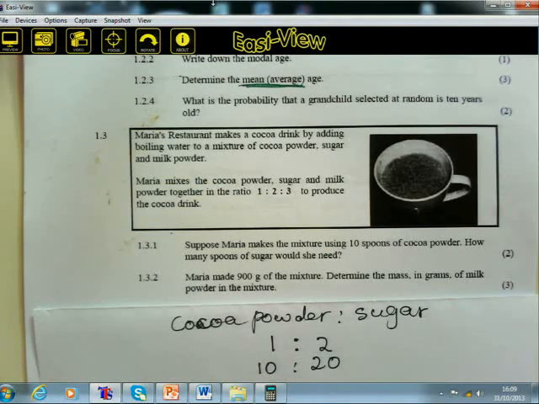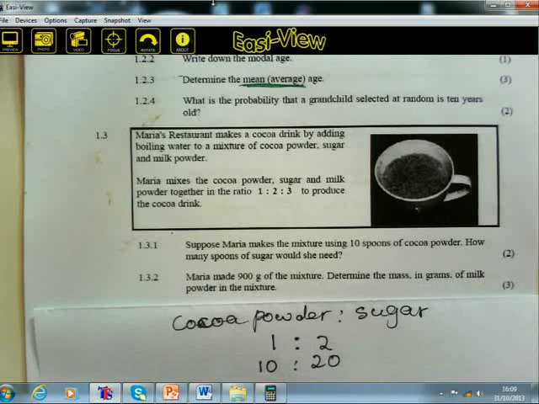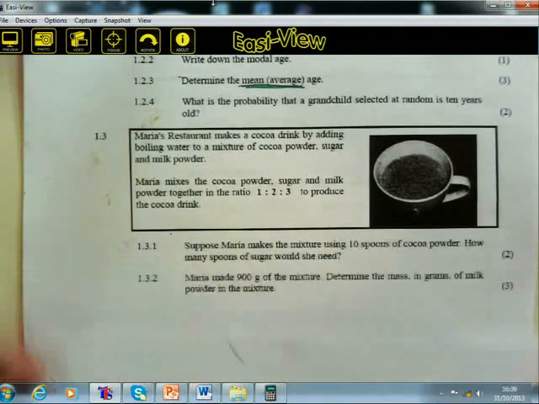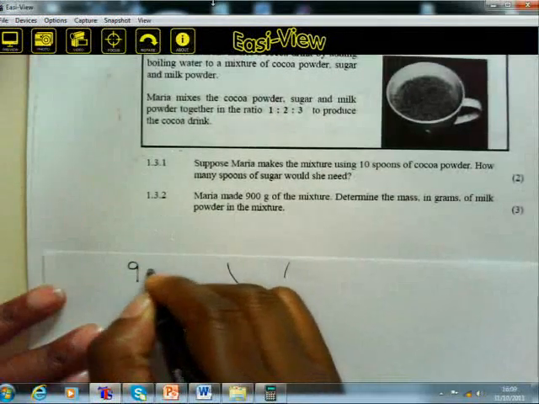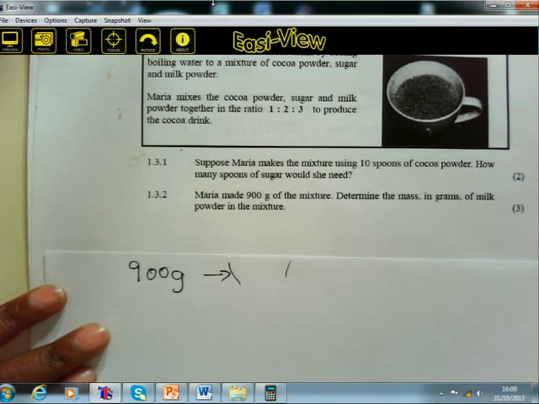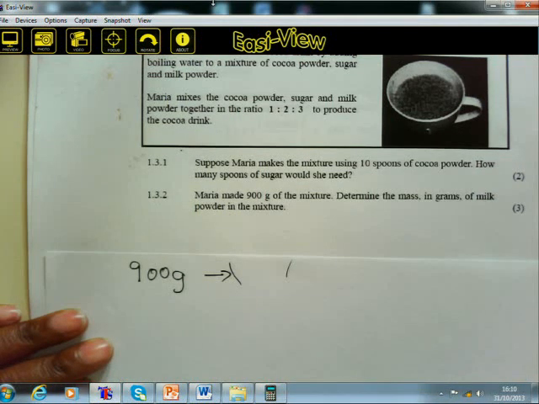That is 1.3.1. 1.3.2, Maria made 900 grams of the mixture. Maria made 900 grams of the whole of the mixture, mixing everything, the cocoa powder, the sugar, and the milk powder together. Determine the mass in grams of milk powder in the mixture.